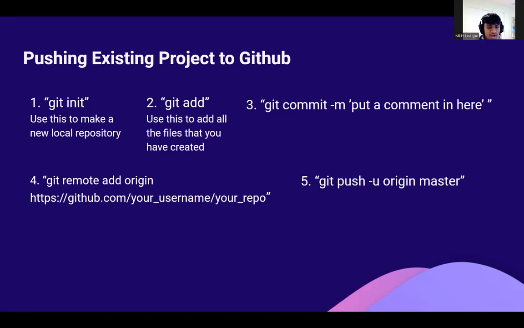And then you want to type in git remote add origin https://github.com/your username and then your repository name. You can just find this link on GitHub to your repository, and then you want to type in git push -u origin master. So you're essentially pushing all of your code onto the master branch of your GitHub repository.